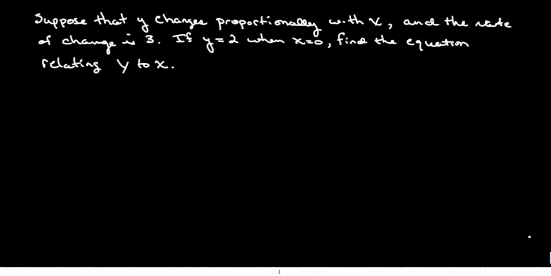Example number 1 says suppose that y changes proportionally with x and that the rate of change is 3. If y is equal to 2 when x is equal to 0, find the equation relating y to x. Now, I think the important part that you realize when you're working with problems like this, anytime you're working with slope, is that slope discusses how one variable changes with respect to another.